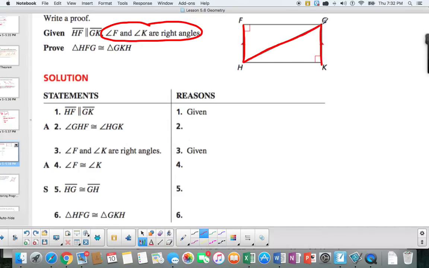And again, parallel lines will give us angles. We'll give these two angles, alternate interior angles. And then we have a reflexive side. So we have two pairs of angles, and we have a side. Notice that I didn't put the S between the two A's because this is a non-included side. So that's my plan. All right, let's go ahead and go through the proof.